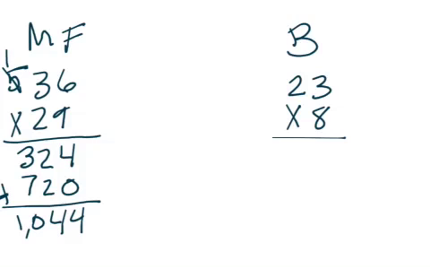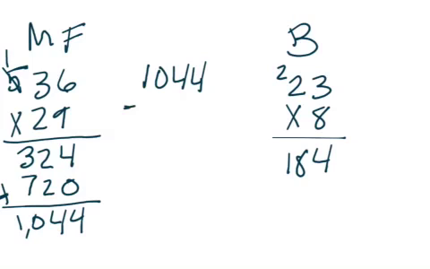Okay, so there is my number of seats on my main floor. Now I need to do the same thing with balcony. 24, 16 plus 2 more is 18. Okay, now my final step is to subtract. So I have 1,044, and I need to subtract 184.